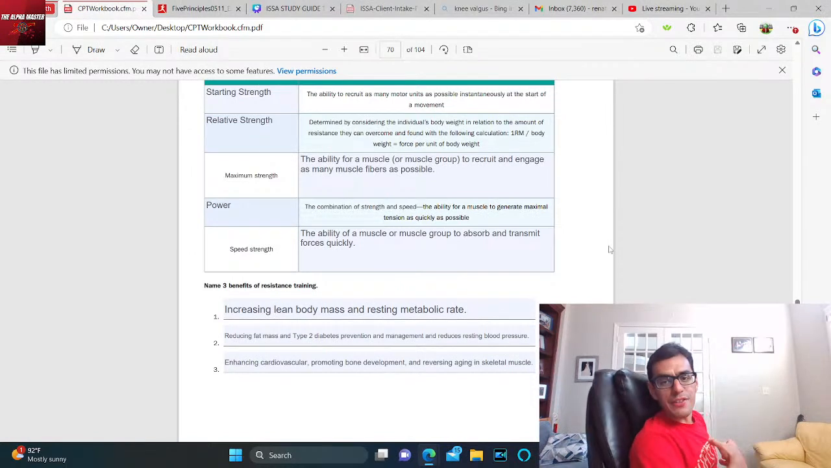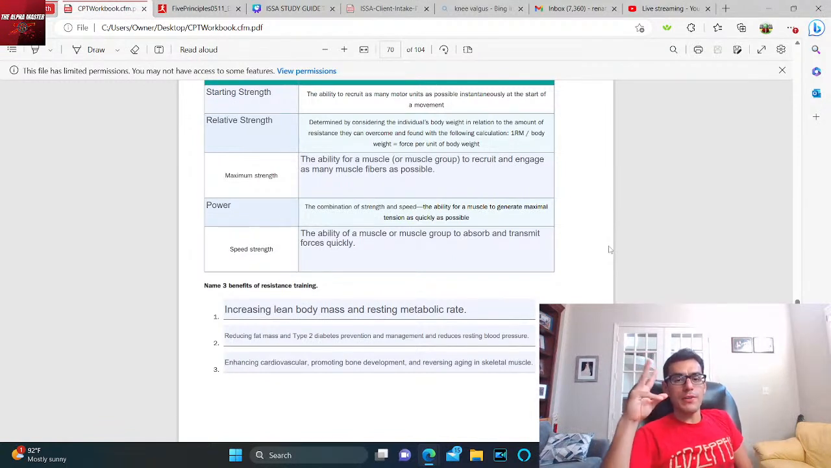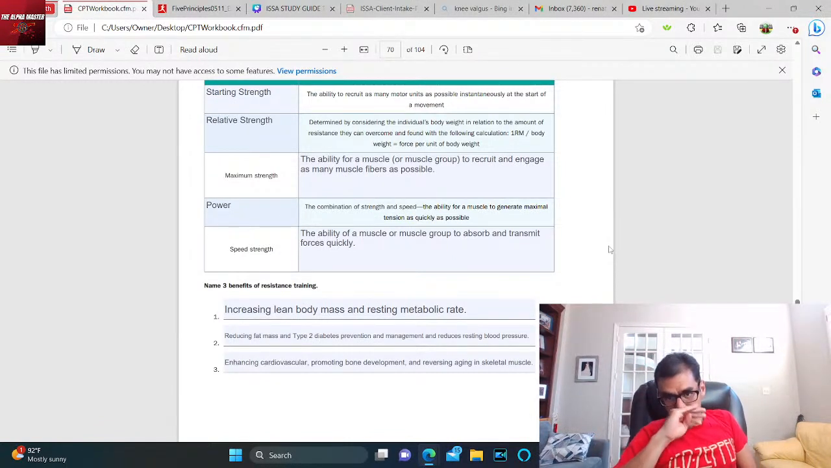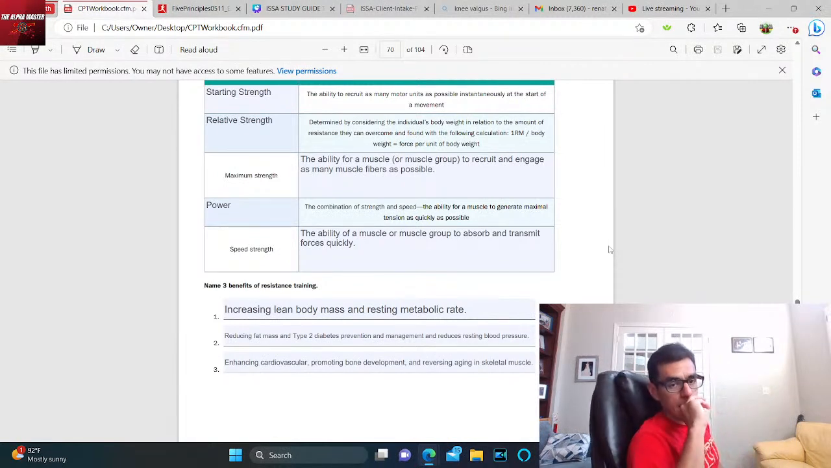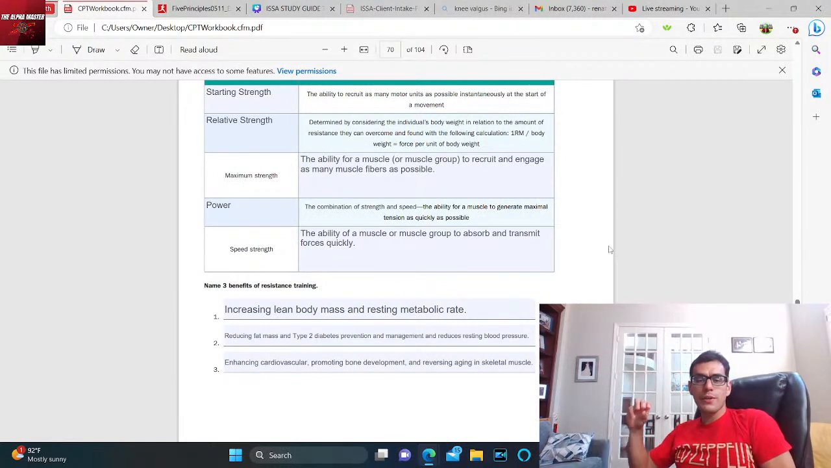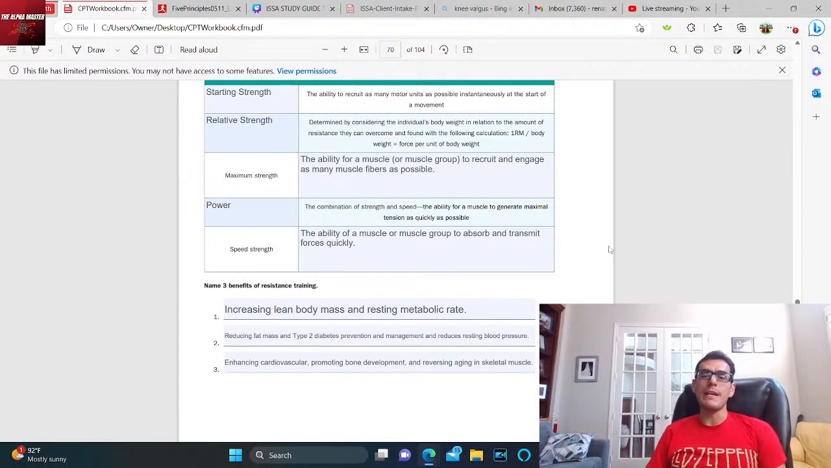Now, in here, you have the three benefits of resistance training. The three benefits of resistance training are going to be increasing lean body mass and resting metabolic rate. It increases lean body mass and resting metabolic rate.